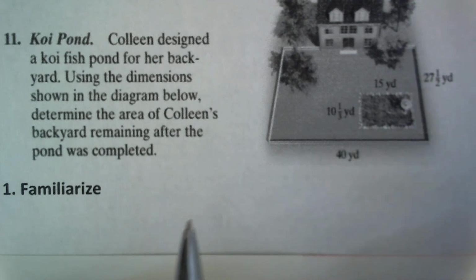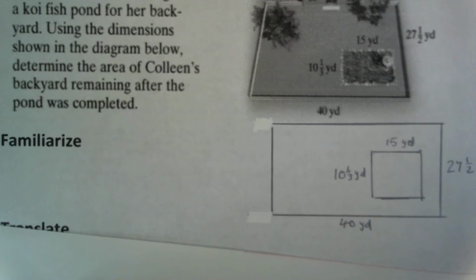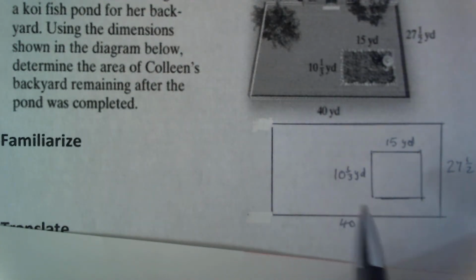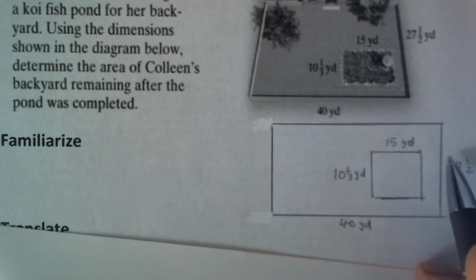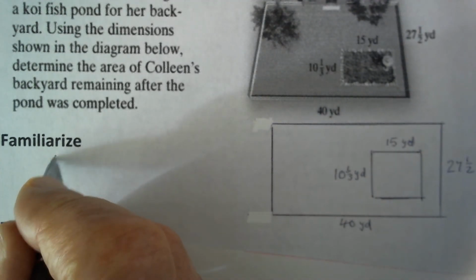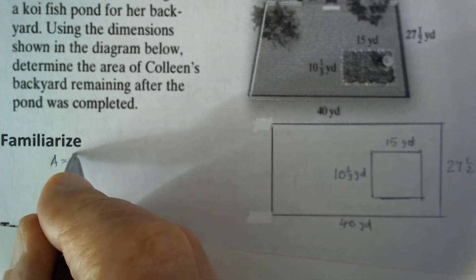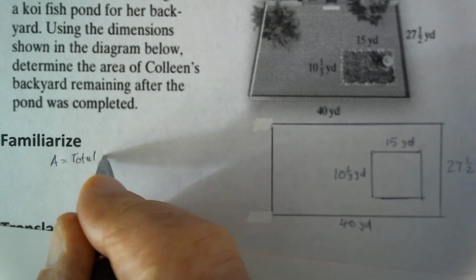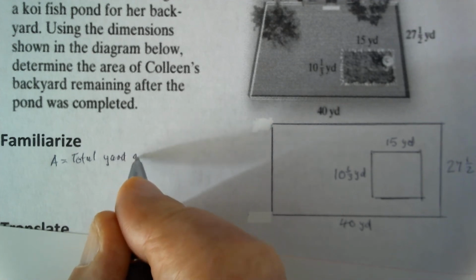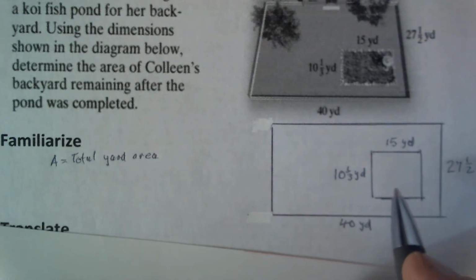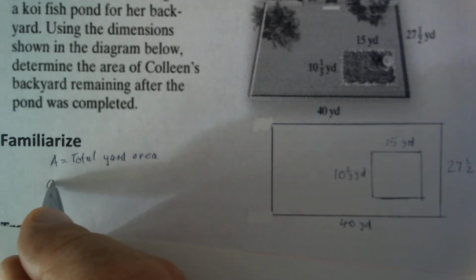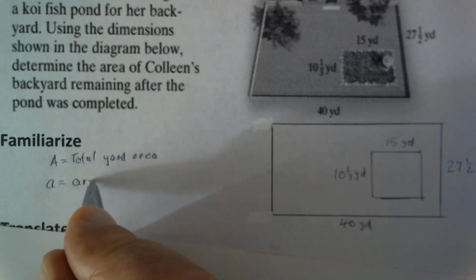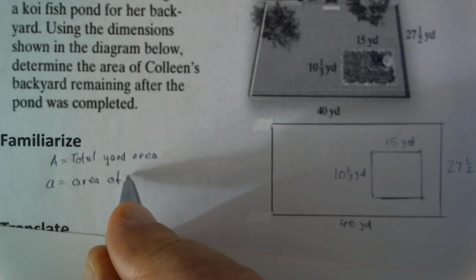So let's familiarize ourselves with it. I redrew the situation here with simply straight lines. And so we're dealing with two areas. One is a large area, the backyard, 40 yards by 27.5 yards. So that's a larger area. So A is the total yard area. And inside we have the design for the koi pond. That's a smaller area. So A would be the area of the koi pond.